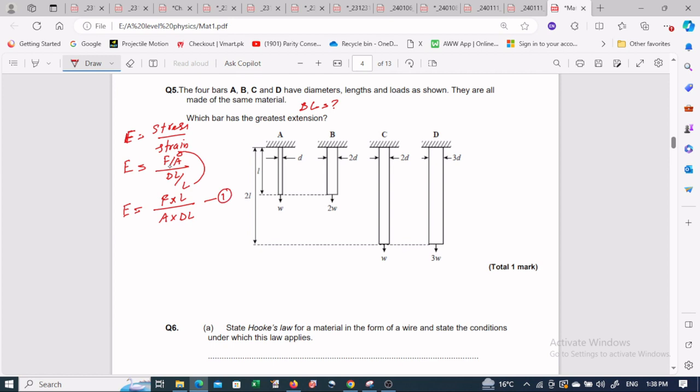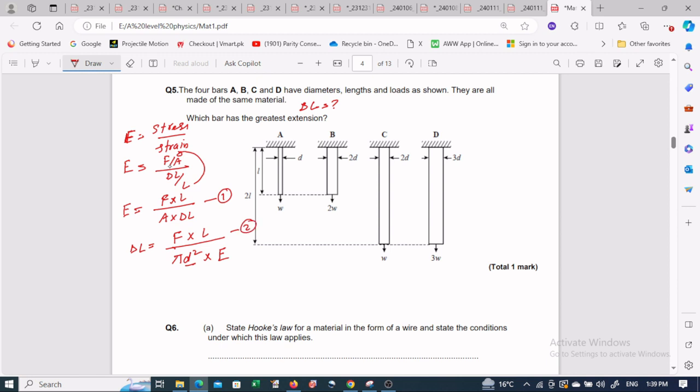So we need to solve for delta L. Delta L is equal to F multiplied by L over pi, area, and E. The area is pi d square, since the bar has diameter d (pi d by 2 square, or pi d square in terms of the bar's dimension). So this is equation number 2.